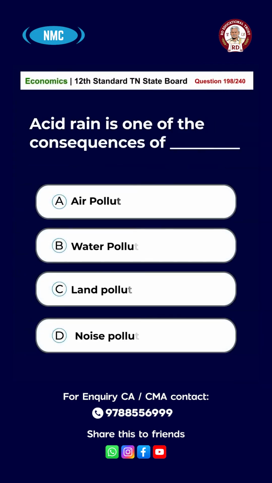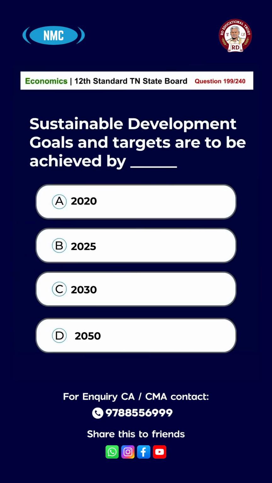Question number 198. Acid rain is one of the consequences of A. Air pollution, B. Water pollution, C. Land pollution, D. Noise pollution. And the answer is option A. Air pollution.